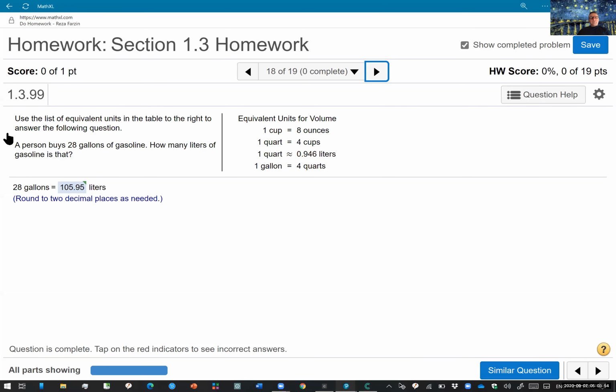All right. So use the list of equivalent units in the table to the right to answer the following questions. If a person buys 28 gallons of gasoline, how many liters of gasoline is that, right? So here what we're using is what's called a unit factor, okay? They're extremely useful. So here's what you do. You write down what you're starting with. What are we starting with? We're starting with 28 gallons, right?